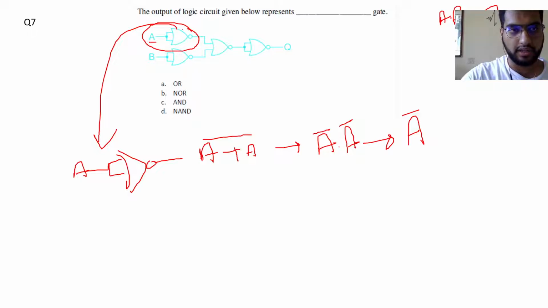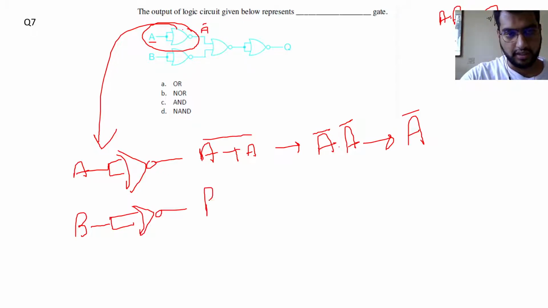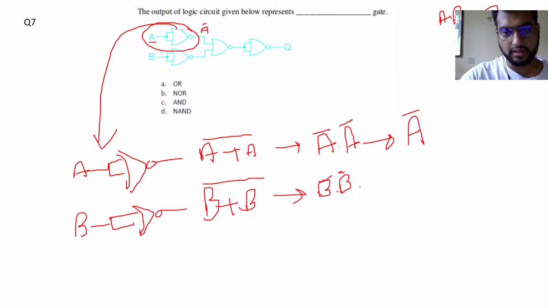So given an input A, we have this output as A bar, and for this it is again the same, but I'll elaborate on it. This is again (B plus B) complement using De Morgan's law. So it is B complement and B complement, and this thing is simply B complement. So here we will have B complement.